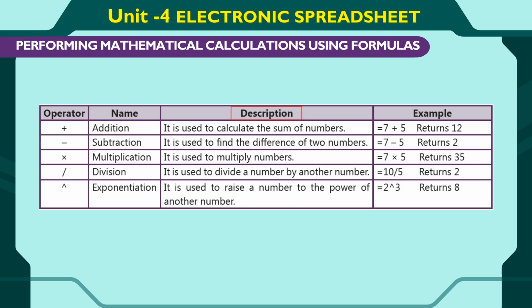Operator, name, description, example. Addition. It is used to calculate the sum of numbers. =7+5 returns 12. Subtraction. It is used to find the difference of two numbers. =7-5 returns 2. Multiplication. It is used to multiply numbers. =7*5 returns 35. Division. It is used to divide a number by another number. =10/5 returns 2. Exponentiation. It is used to raise a number to the power of another number. =2^3 returns 8.